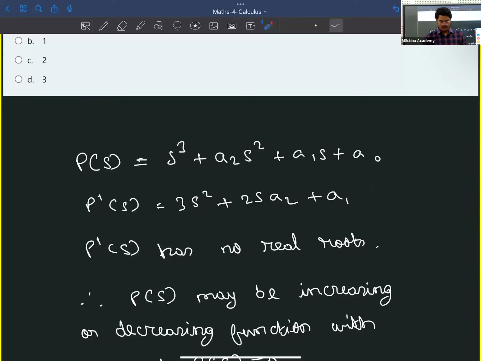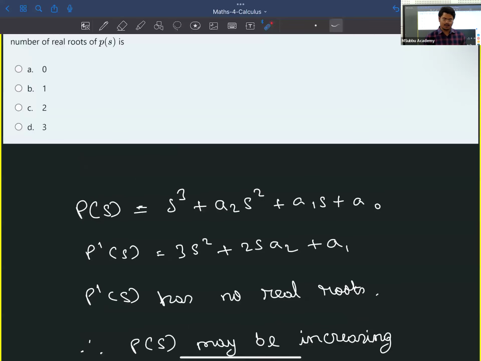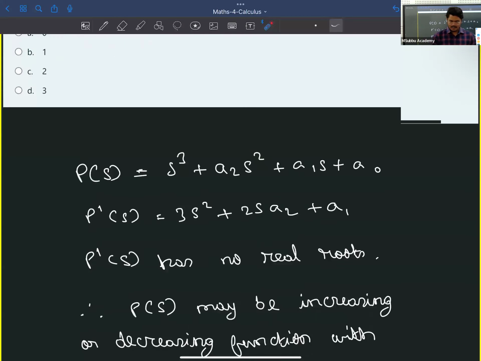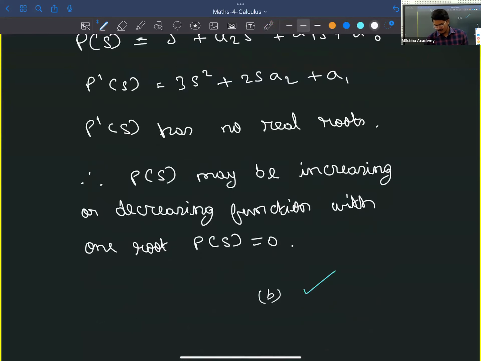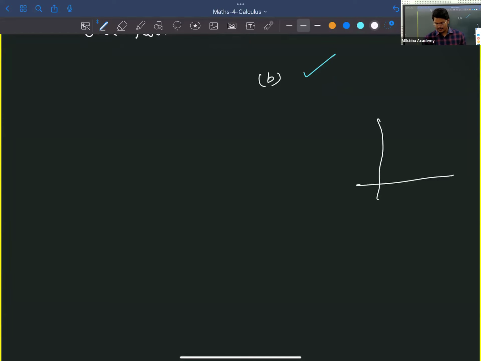So to find whether a function has a maxima or minima, and its roots, let us take a graph here. This is the curve. So for a cubic equation, this will be the curve.